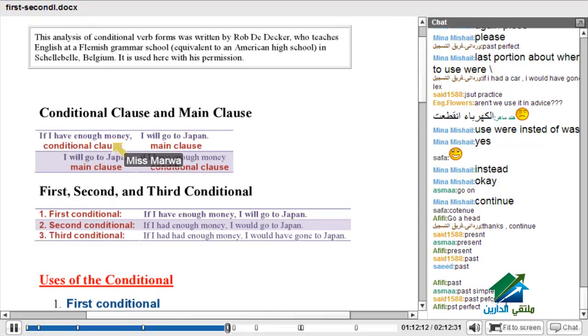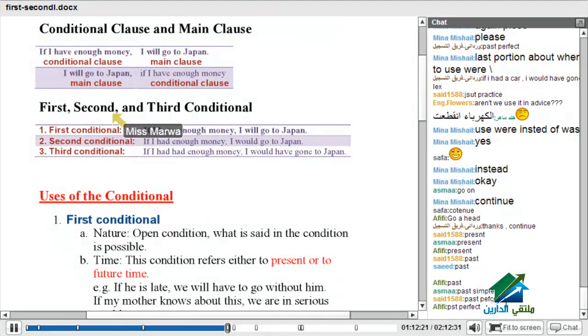If I have enough money I'll go to Japan. Conditional clause and this is the main clause. First, second and third conditional. First conditional: if I have enough money I'll go to Japan, and this is the first one. Second conditional: if I had enough money I'd go to Japan. Have became had. Third conditional: if I had had enough money, I'd have gone to Japan.